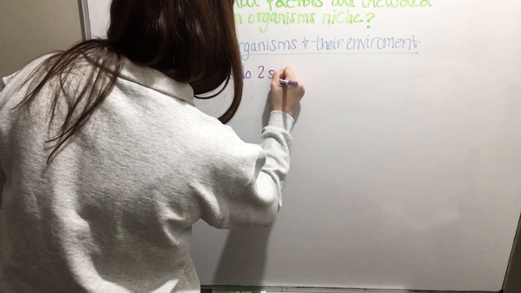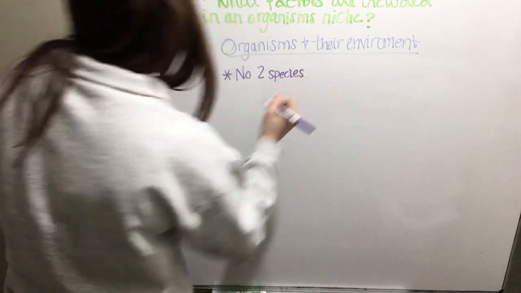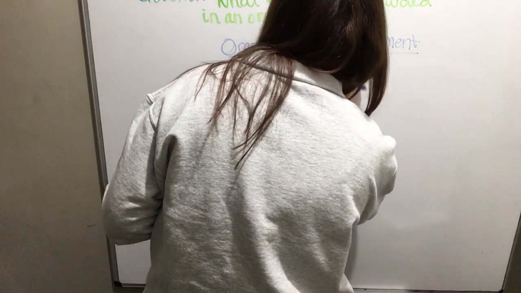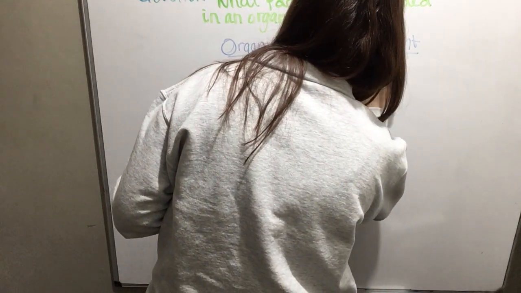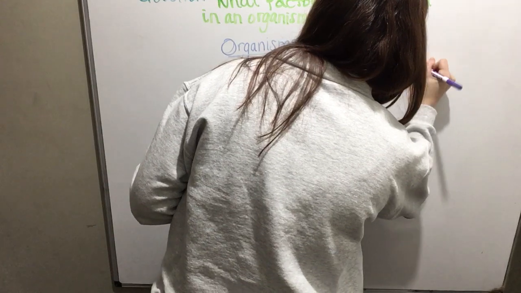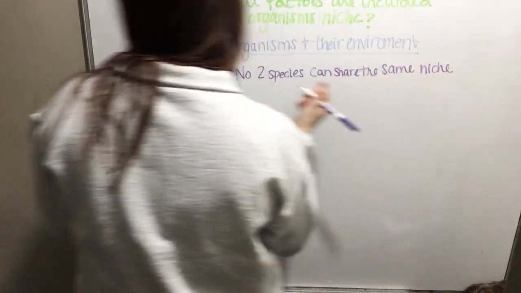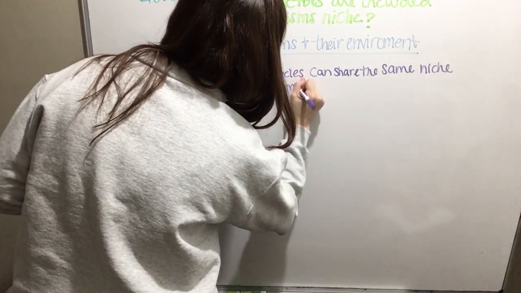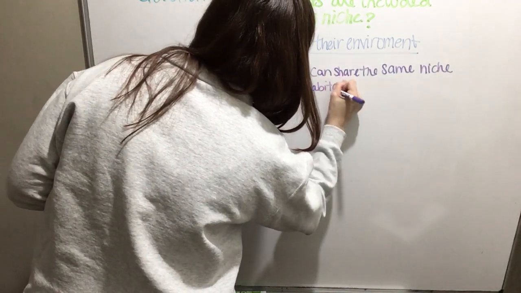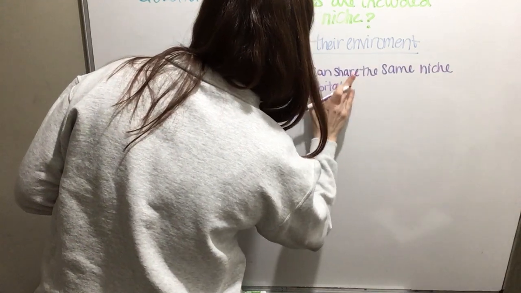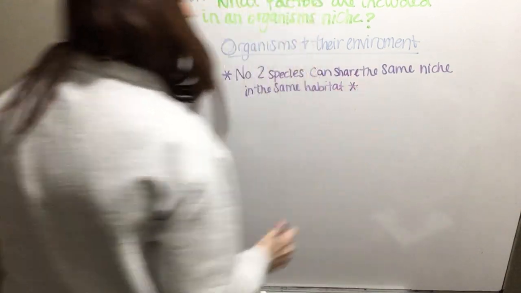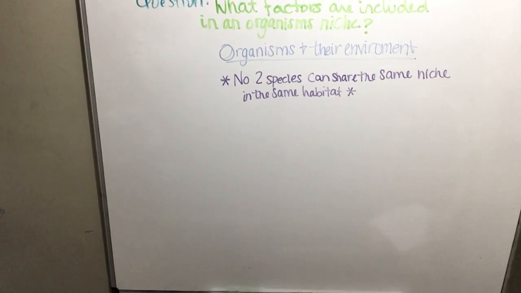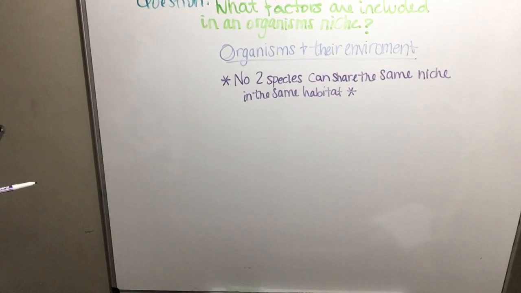This goes right up under that last thing that we just wrote. No two species can share the same niche in the same habitat. Not habitat. Okay? So a niche is very specific to an individual organism.